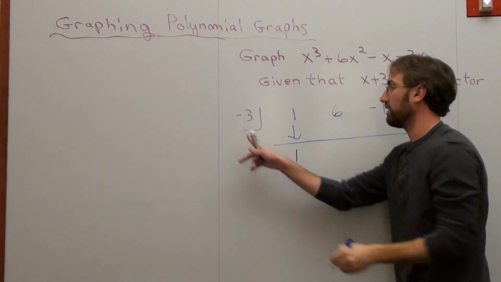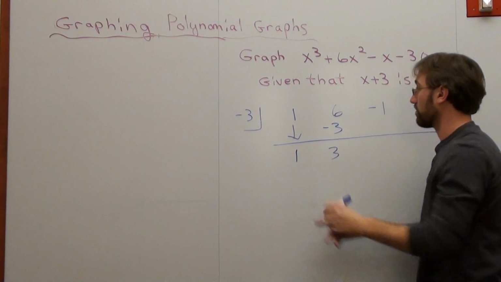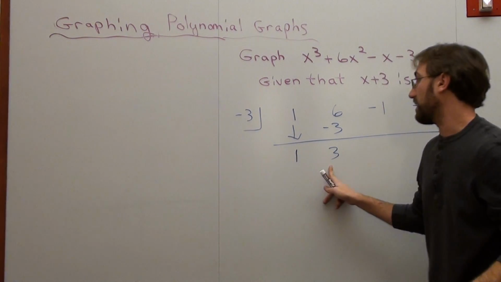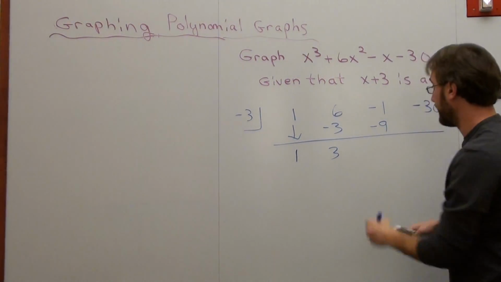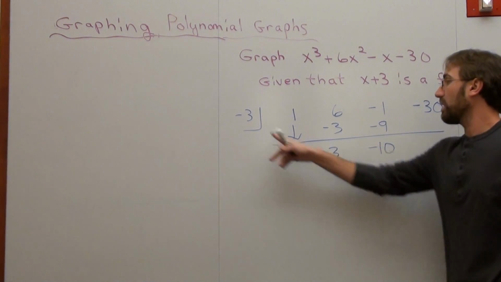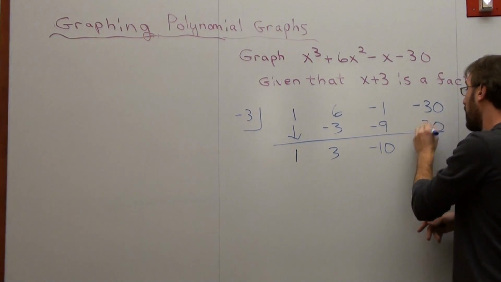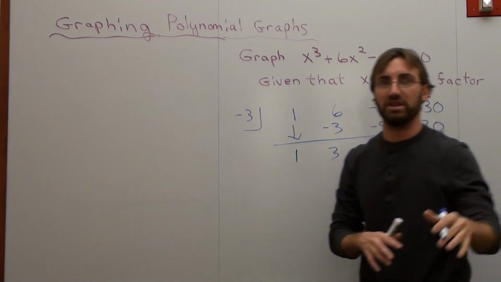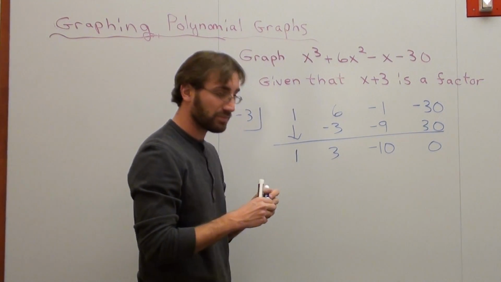And you go ahead and do this in synthetic division. This drops to be a 1. -3 times 1 is -3. 6 plus -3 is 3. -3 times 3 is -9. -1 plus -9 is -10. -3 times -10 is 30. The remainder is 0. But of course that's going to be the case because I told you that that's going to be a factor. So pretty interesting there.